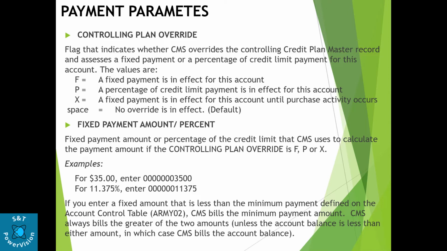If you enter a fixed amount that is less than the minimum payment defined on the account control table ARMI02, CMS bills the minimum payment amount. CMS always bills the greater of the two amounts, unless the account balance is less than the entire amount, in which case CMS bills the account balance.